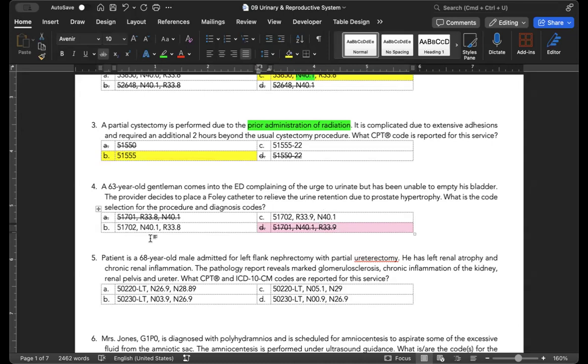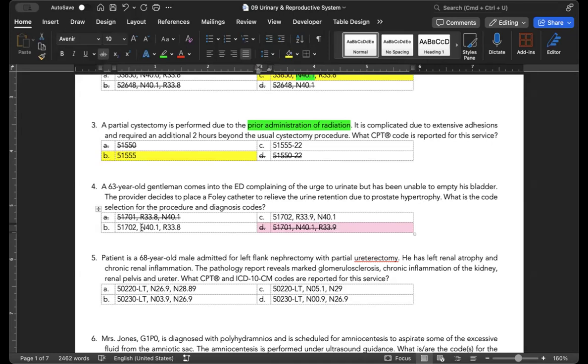N40.1 should be first, or not? That's what I'm asking. Should it be first? Yes, I think. What's your reasoning? Not saying it's wrong, but what's your reasoning for N40.1 being first? Is it part of that guideline? I don't know. Well, what's the reason? The reason for the encounter is unable to empty the bladder, but it's due to the prostate hypertrophy. So that's what's bringing them in, right?